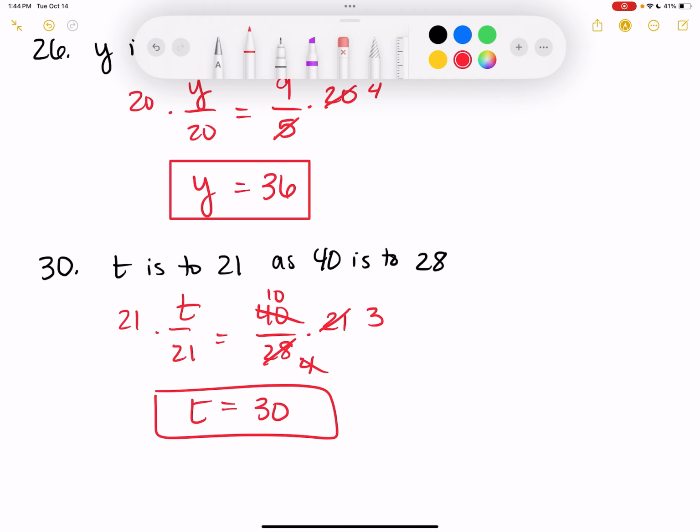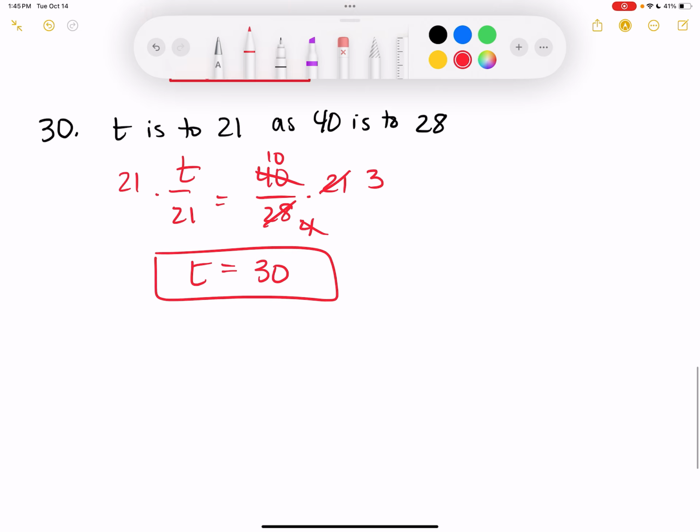All right, what is our equation that we set up? Okay, so then what is T equal to? 30. We all agree? Awesome. How'd you cancel it? 7 goes into 21 3 times, into 28 4 times, and then 4 goes into 40 10 times. So then 10 times 3 is 30. That's exactly what I got.